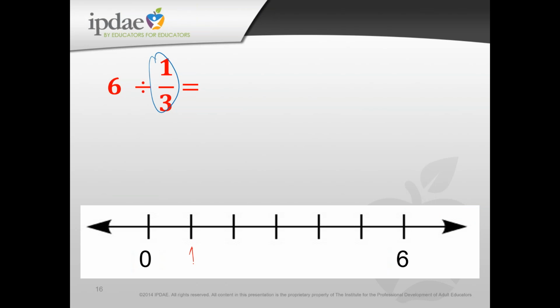So if this is 1, 2, 3, 4, 5, and then 6, if I'm going to take this whole piece right here on the left from 0 to 1, if I want 1/3, I'm going to have to cut it into 3 equal parts. So in that case, this one section right here is 1/3.